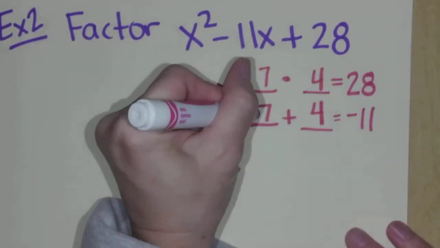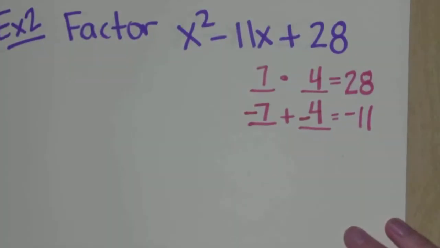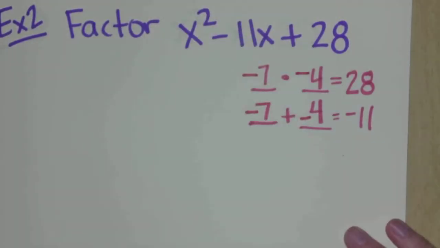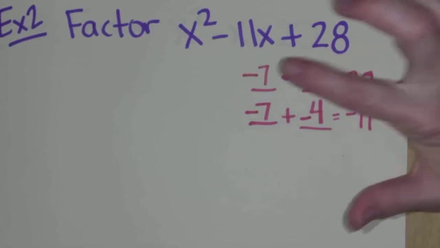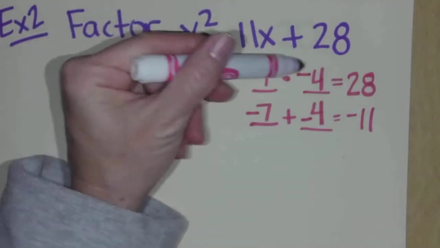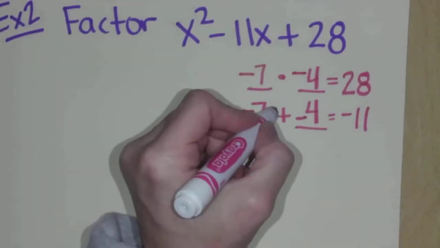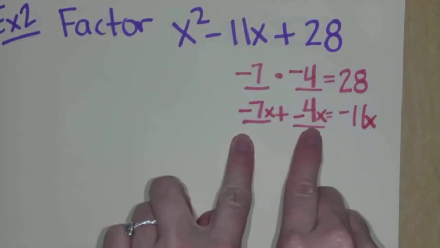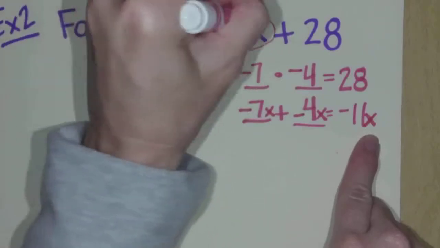We know that a negative 7 plus a negative 4 is going to give us a negative 11. But does a negative 7 times a negative 4 give us a positive 28? And of course it does, because a negative times a negative is a positive. So we have 2 negatives here, negative 7 and negative 4. And if you look here, put these x's on here, you can see that a negative 7x plus a negative 4x makes this middle, and that's what we're going to replace this term with.